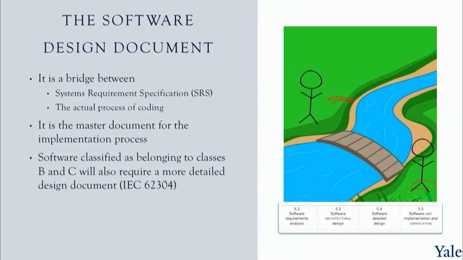And if you look at the flowchart from the standard, this is this step here, 5.4, the software detail design. This is the extra step that needs to happen for Class B and Class C. What we'll focus on here is section 5.3, the basic architectural design, the high-level design of this process.